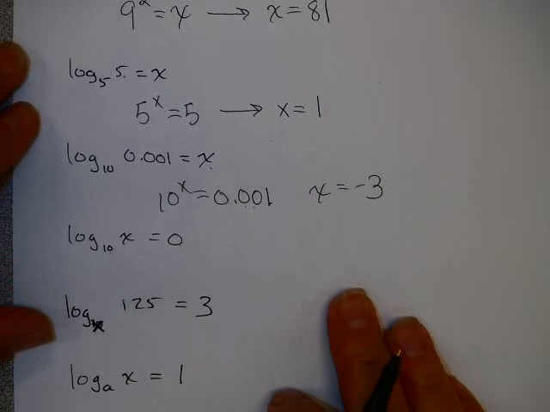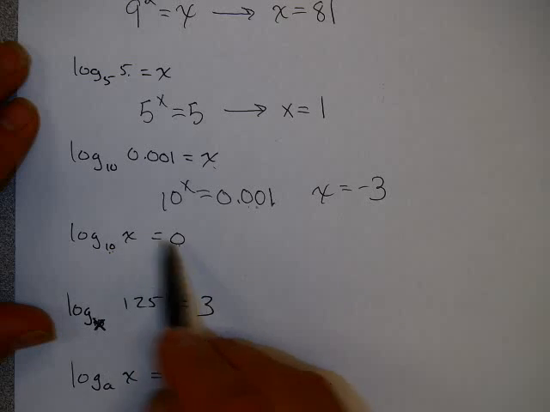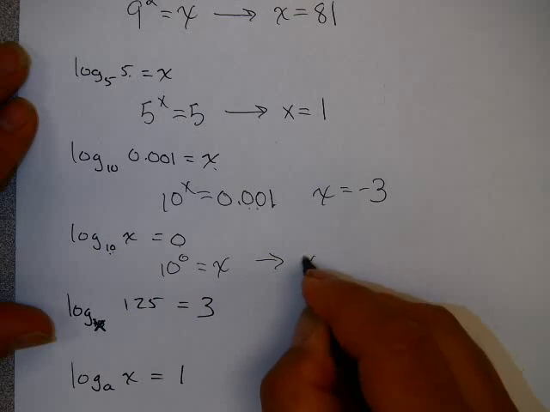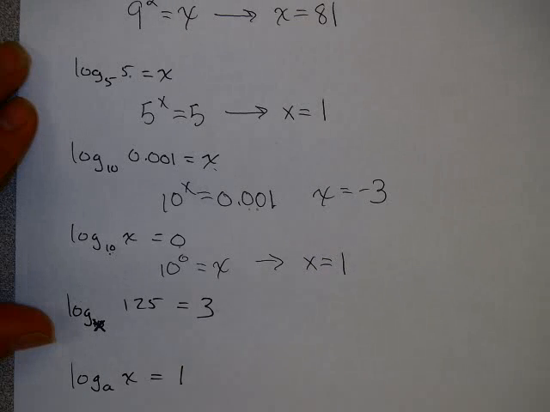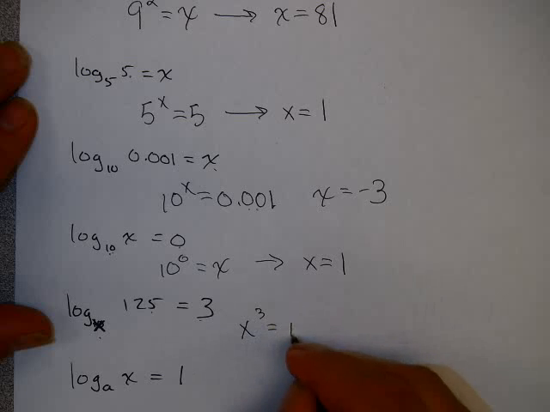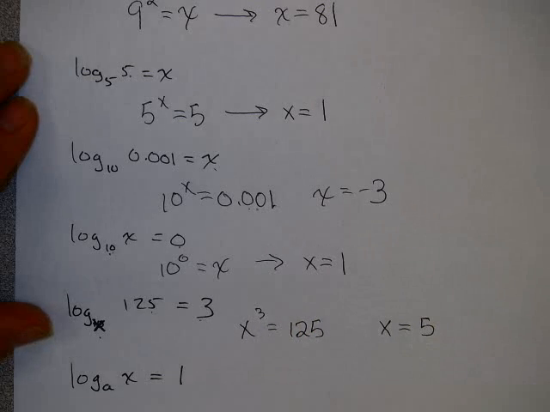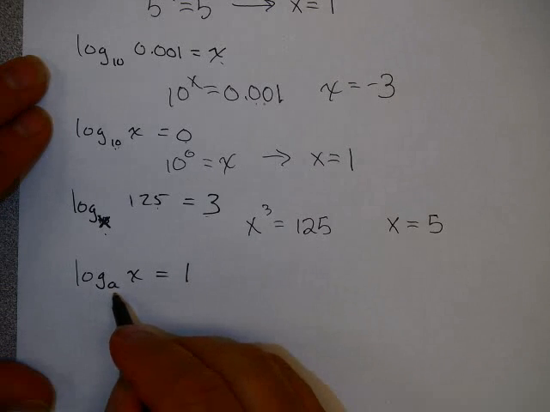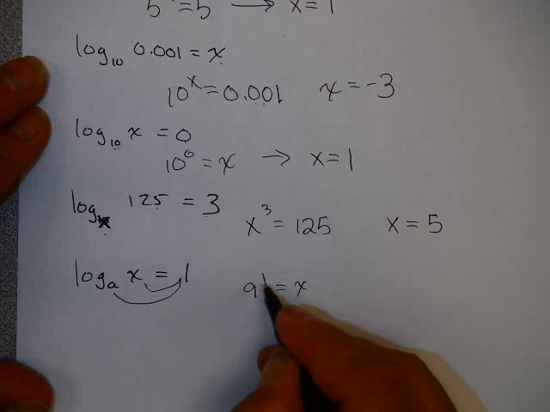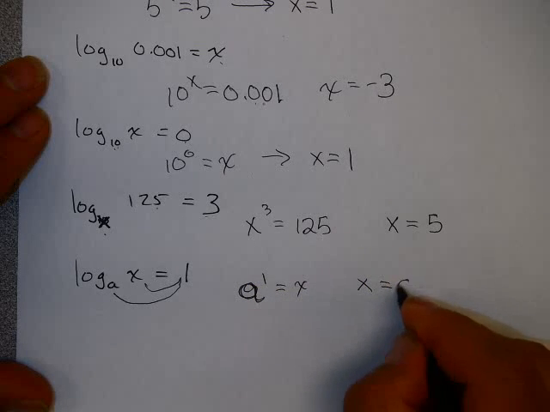Why don't you try these? What would this one be? 10 to the 0 equals x. 10 to the 0, of course, is 1, so x equals 1. How about this one? X cubed equals 125, so x equals 5. And finally, this one, a to the first equals x. A to the first equals x. So here, x equals a.